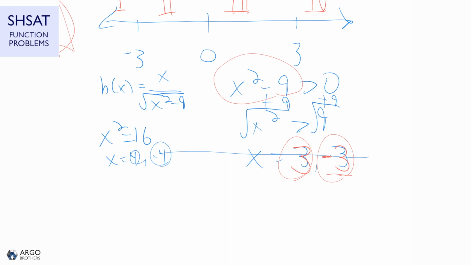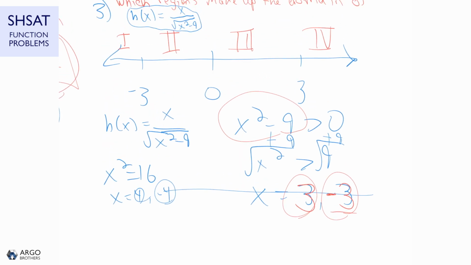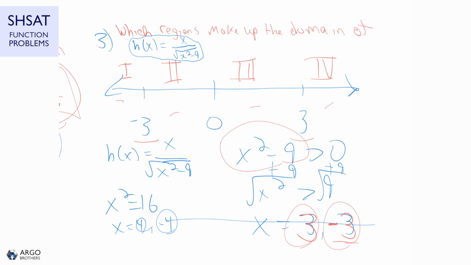But let's actually use the number line to figure this out. If we use the number line, we can just plug in certain points in each region and see which ones work. Since we have 3 and negative 3, we put those points here. That's where they go. And if it were 2 and negative 2, then we would put those points there, because that's where the function is 0. So let's try region 1. Let's try the number negative 4.